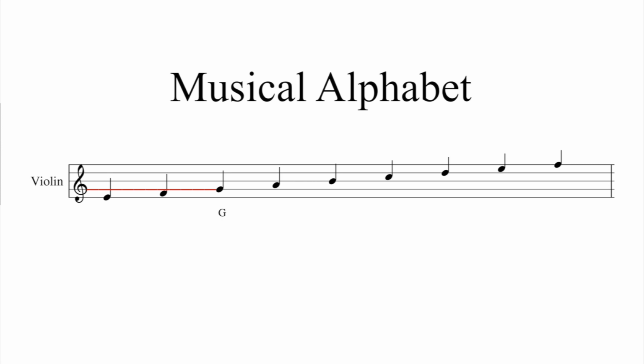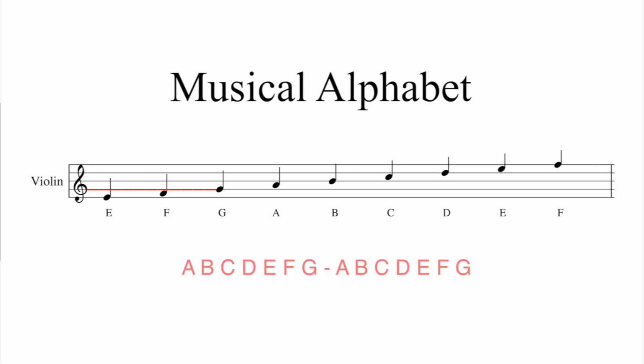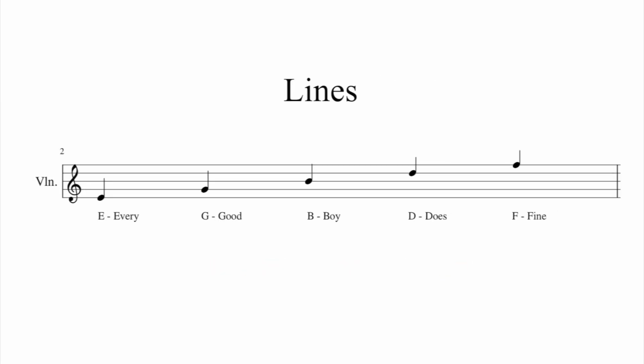Now let's try to lay out the rest of the musical alphabet. Now ano nga ba yung mga musical alphabets natin? So it's A, B, C, D, E, F, G, and then we repeat A, B, C, and so on and so forth hanggang sa maubusan tayo ng pipindutin sa strings. Now, how do we remember this?